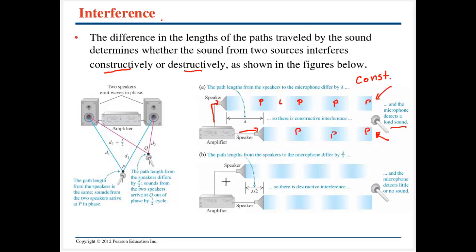If we look at this setup down here, one key thing to think about when we're talking about interference is the path length, or the length that the sound has to travel. For this setup down here, the path lengths are going to differ by 1/4 of a wavelength. What that really means is when we have a region of high pressure from the speaker on top, there's going to be a region of low pressure from the speaker on the bottom, and these are going to essentially cancel each other out, and this microphone right there is going to detect very little or even no sound if you set it up correctly.